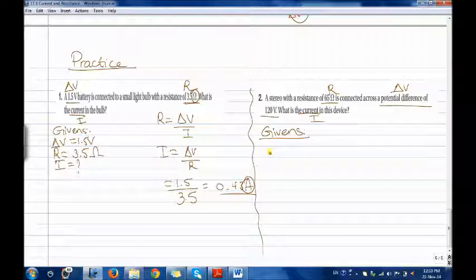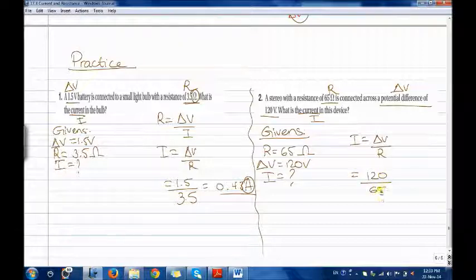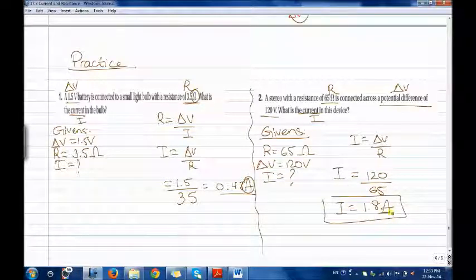So let's take out the givens. R equals 65 ohm, and ΔV equals 120 volts, and they want us to find the current. We use again the same formula, I equals ΔV over R. So ΔV is 120 over R, which is 65. So I would be 1.8 ampere. Ampere is the unit of the current.